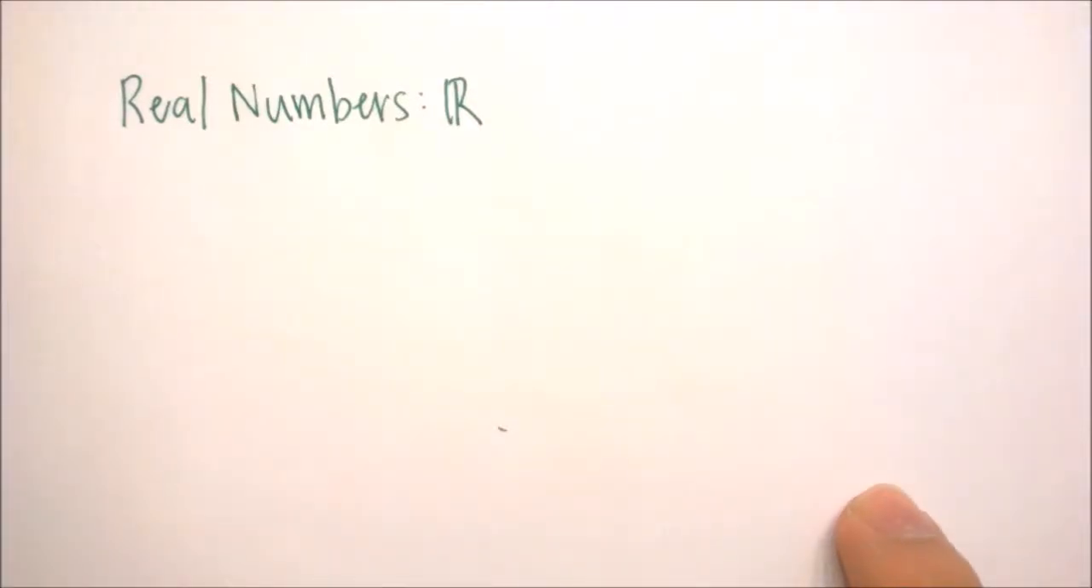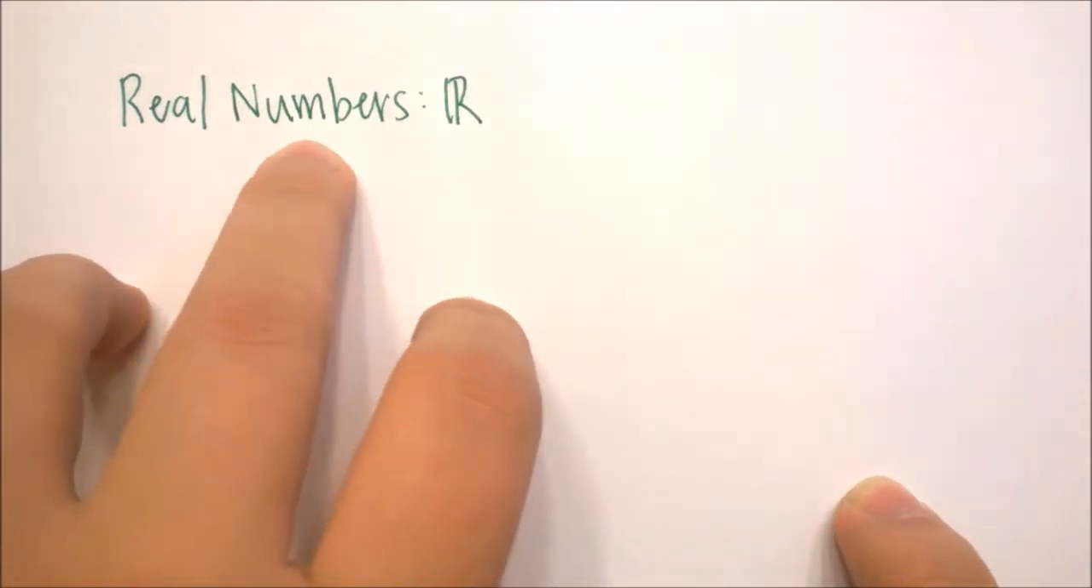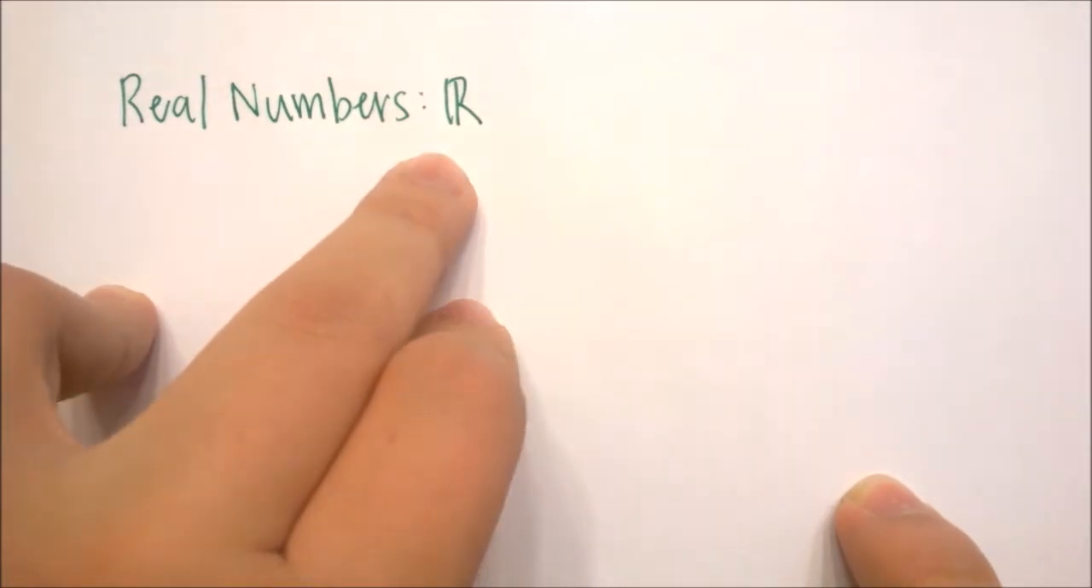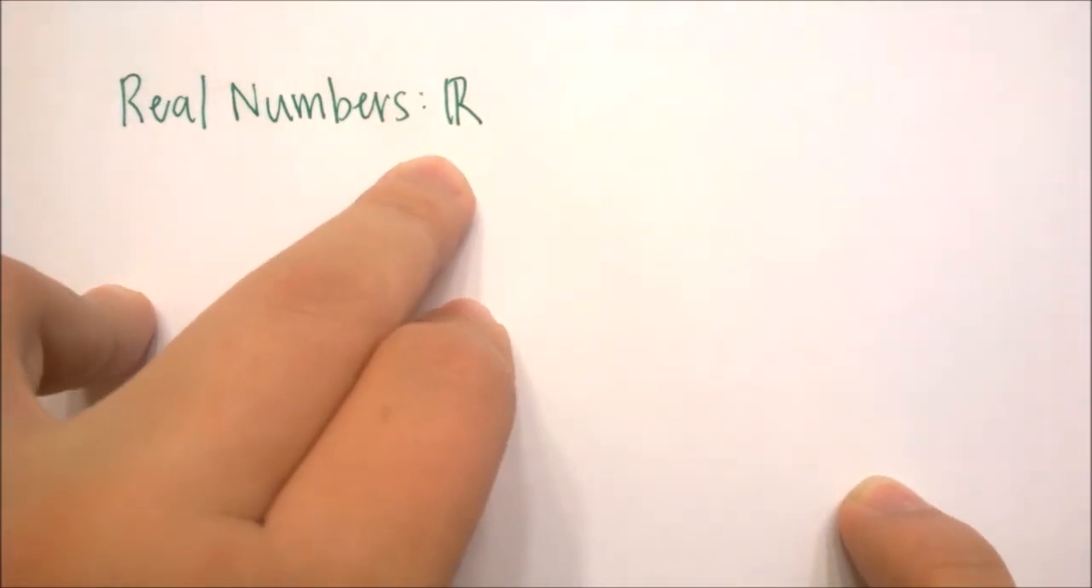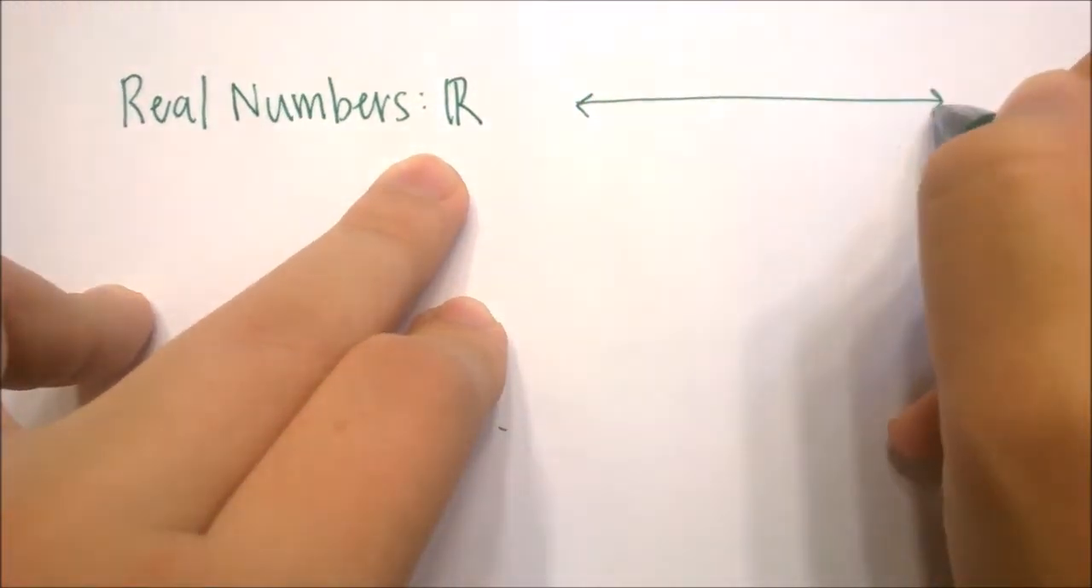So in this video, I just wanted to go back and talk about some fundamentals in algebra, some basic stuff that is really going to help you if you want to continue down the road in advanced mathematics. So this time we're going to talk about real numbers, which is denoted by the blackboard bold R. Real numbers go from negative infinity to positive infinity on the number line.